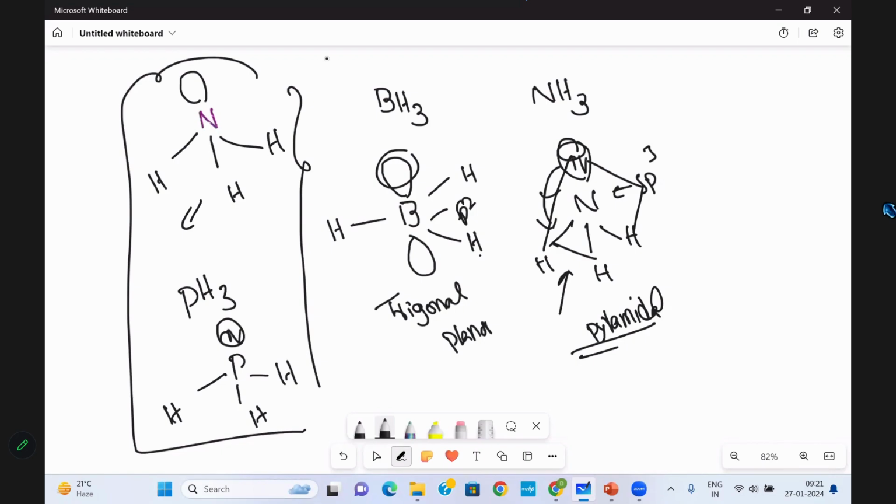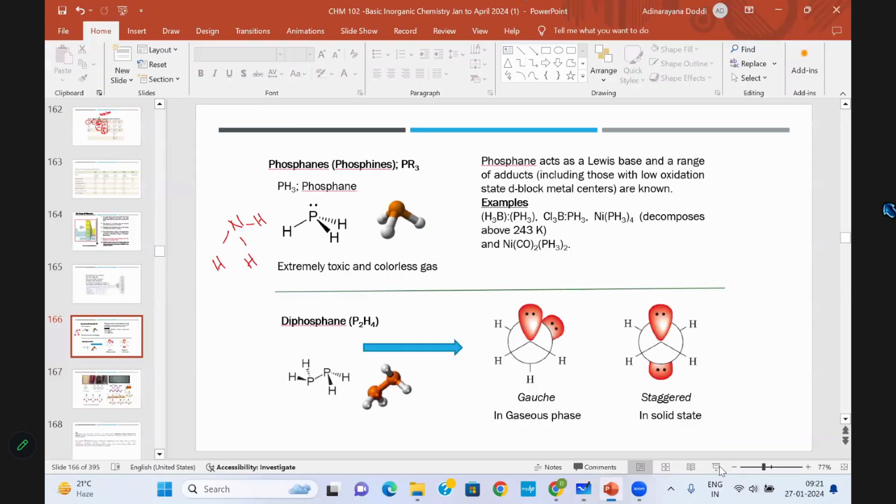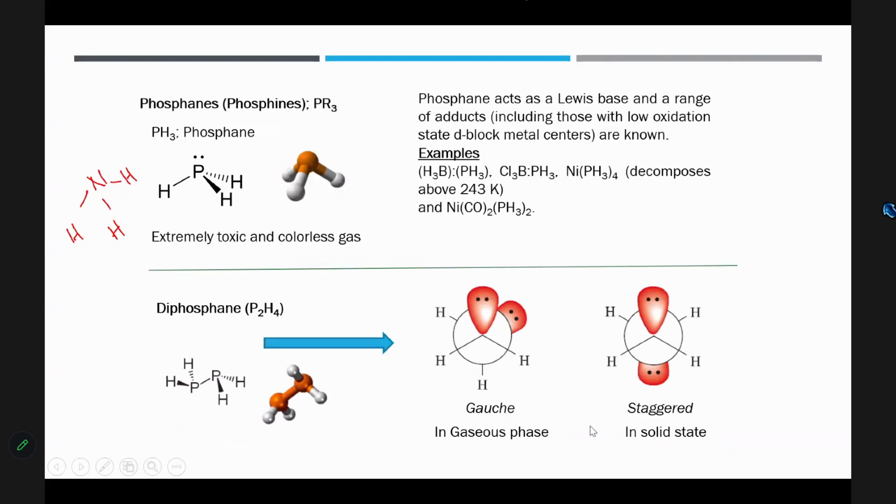Is there a lone pair in ammonia? Yes, there is one lone pair in ammonia. Correct. Thank you. PH3 also has one lone pair. Of course, both are similar species. So just like ammonia, phosphine also forms a good number of organometallic compounds.